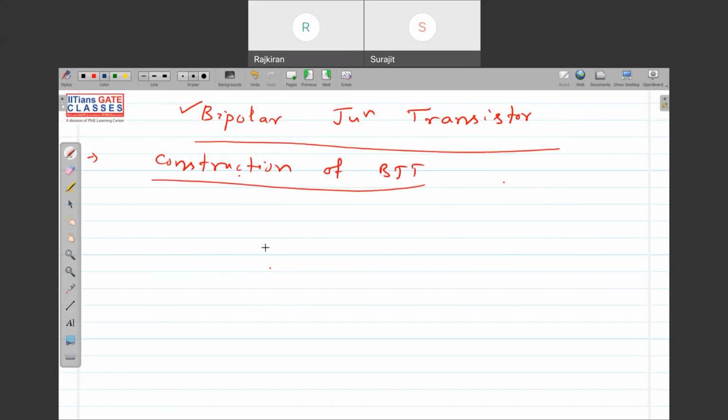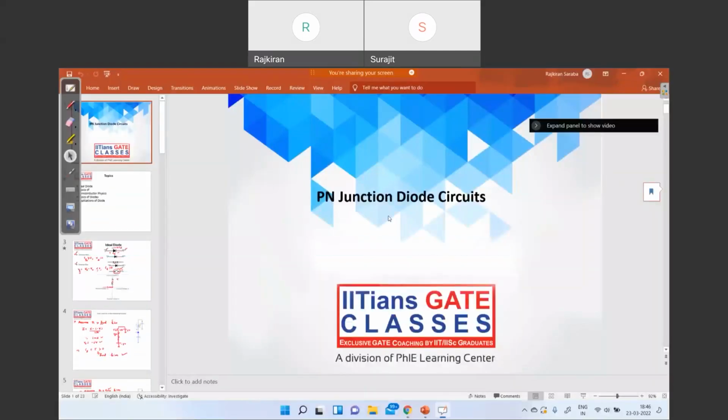If I draw the two-dimensional picture of a BJT, the cross section, how it will look like. Just give me a minute.